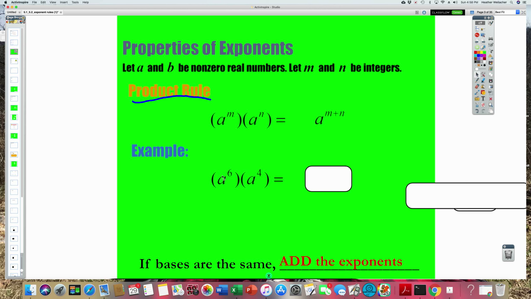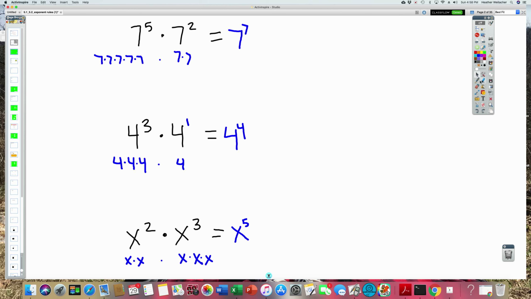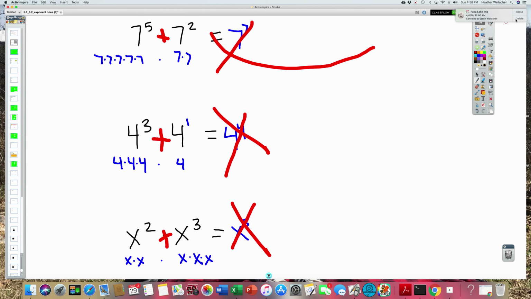So in the second example, a to the 6th times a to the 4th, since it is multiplication, that is a to the 10th. So I do want to point out right here, if I went back and I changed all these multiplication signs and I changed those to addition, this would no longer work. So with addition, I could not do that. So it's kind of a common trick or trap that people can fall into.